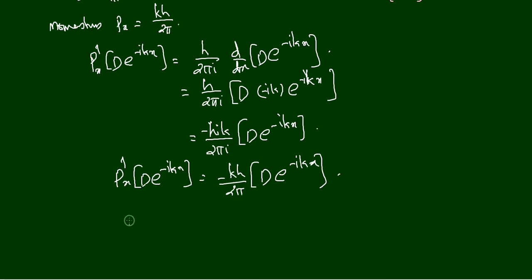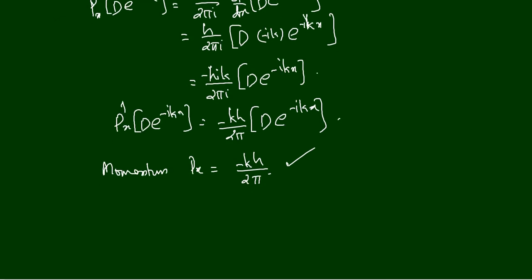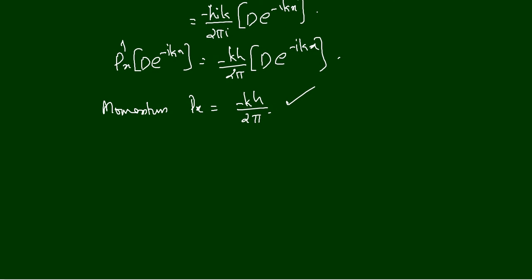From this one, we can get the value of momentum of the system, px is equal to minus kh divided by 2 pi. See, now we have got two momentum values. One is kh divided by 2 pi, and now we are getting minus kh divided by 2 pi. It means that when we are measuring the momentum of the system, we can either get kh by 2 pi, or when we are doing the same measurement another time, we may get the momentum as minus kh by 2 pi. In both cases, the modulus or the value is same.